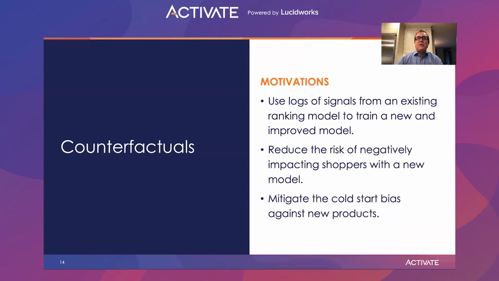So the motivation here is we want to use logs of signals from some existing model, your signals from however your product discovery system is working today. We want to train a new and improved model, but we want to find a way that we can train this new model without impacting current shoppers. So we're not just trying new models. And there's a problem with training a new model from an old model: you'll tend to just revert to the behavior of the old model unless you address some problems that I'll talk about in the next slide.